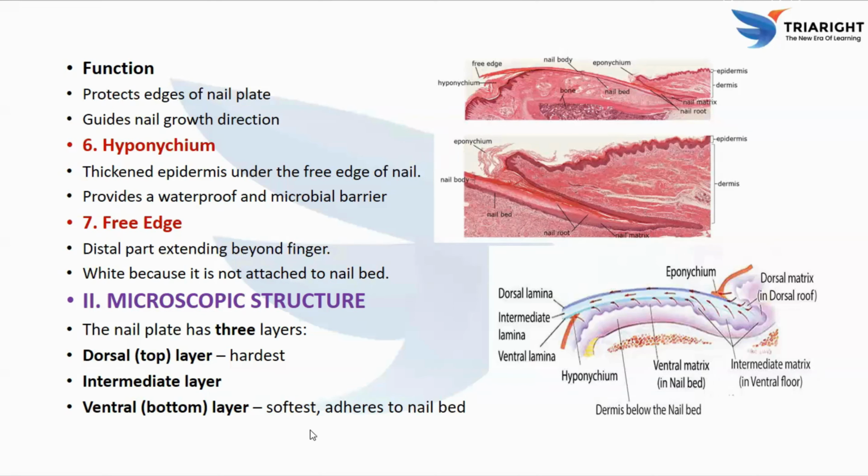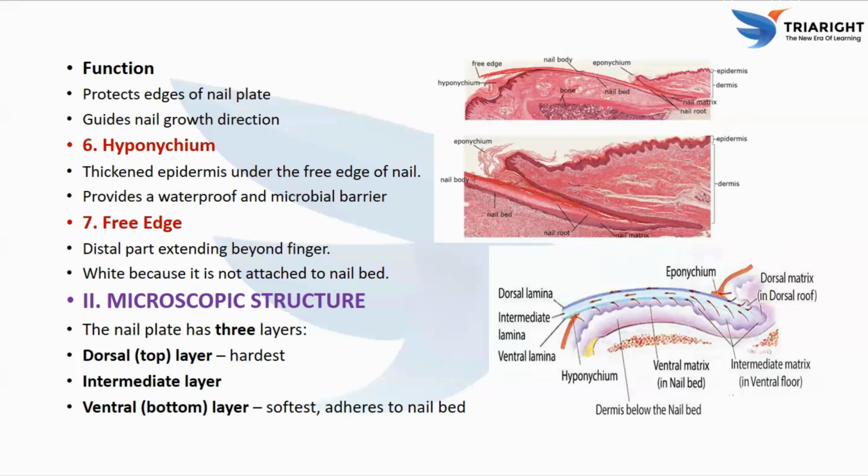It protects the nail. So the intermediate layer is located in the middle and it is the thickest in size. Whereas the ventral bottom layer is the softest. It adheres to the nail bed and is present at the bottom. So all the layers are composed of keratin, but the keratin becomes harder towards the top to provide strength and softer near the bottom to stick to the nail bed.